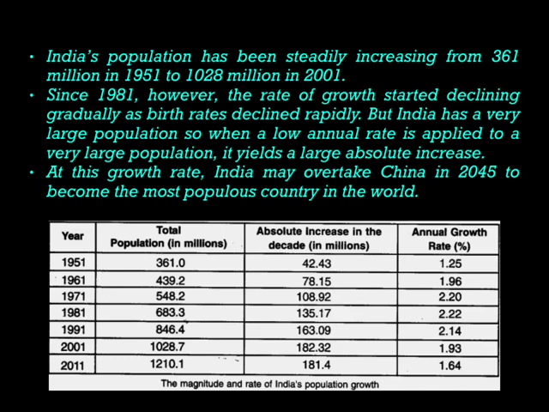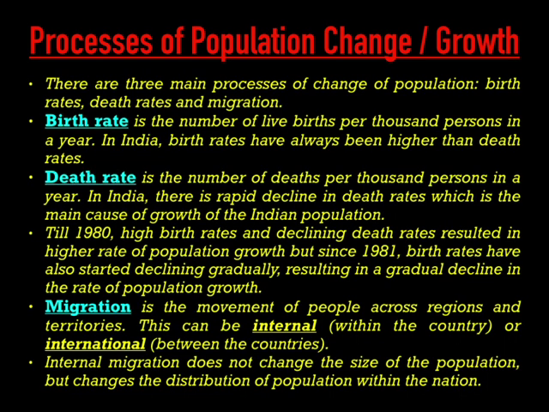In the following chart, you can see that every decade India's population has been increasing, and it also gives you the absolute increase as well as the annual growth rate in percentage. The processes of population change or growth. So friends, there are three main processes of change of population. They are birth rate, death rate and migration. Let's see them one by one.